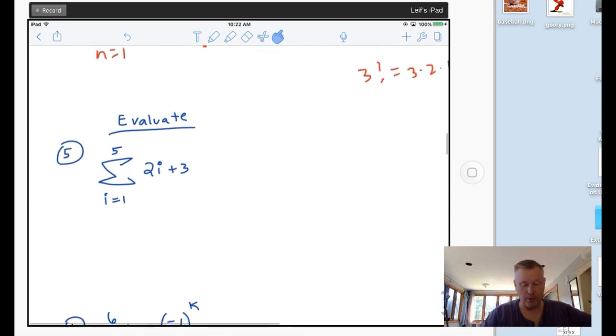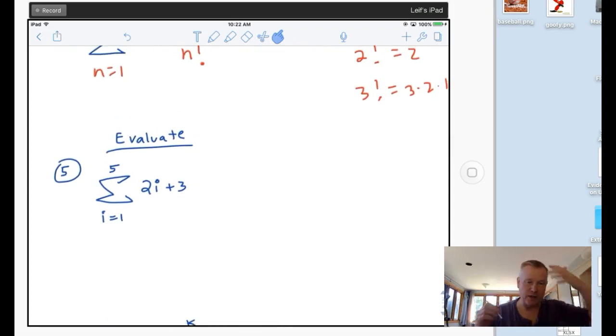Now they say evaluate. We're going the other direction. I gave you the sigma sign, and you're going to evaluate it. So what you want to do, especially when there's only 5 numbers, because you can see here that it goes from 1 to 5, is just plug them in, and then add them up. All right, that's what I'm going to do. It's not the only way to do it. There are equations we'll get to later on, but right now that's what I'm looking to do.